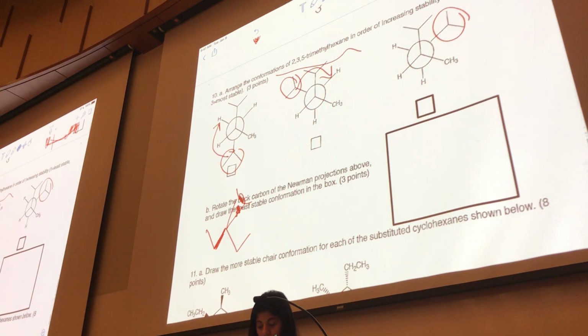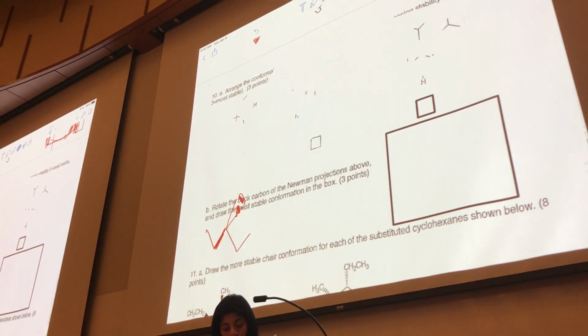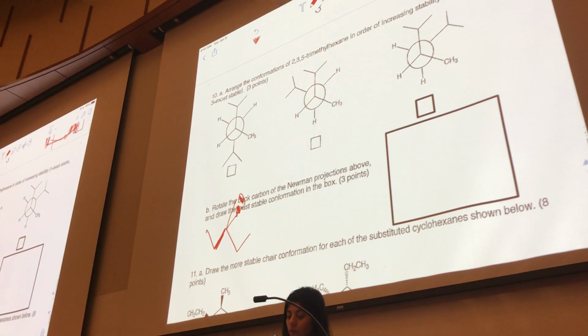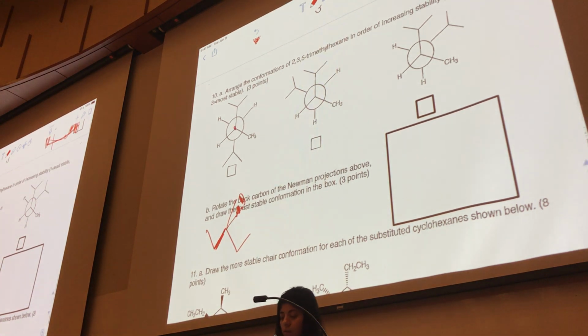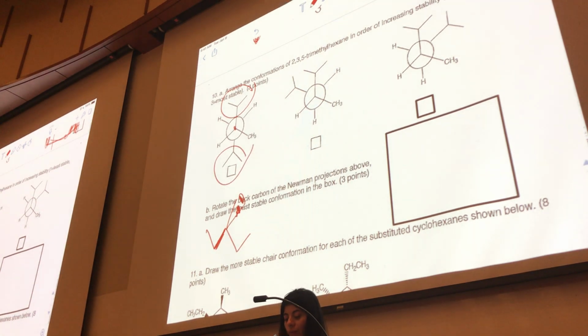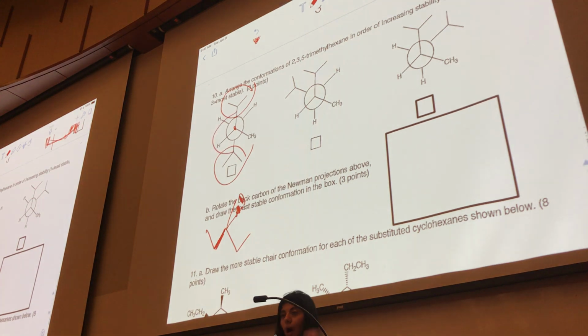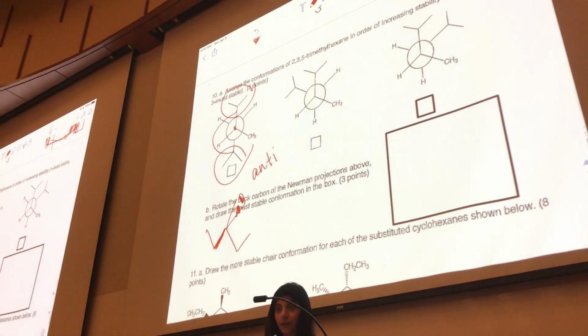So how do we determine which one is the most stable? What is key is your bulkiest group, your heaviest group for each carbon. So you look at your front carbon and you say, what is my bulkiest group? It's the isopropyl. What is my bulkiest group on the back carbon? Isopropyl. Boom. They are 180 degrees, opposite from one another. So that is called anti. So that is probably going to be our most stable, but we'll look at the other ones just to make sure.